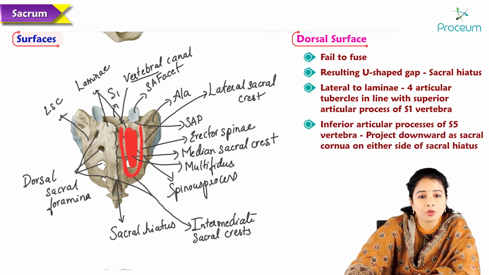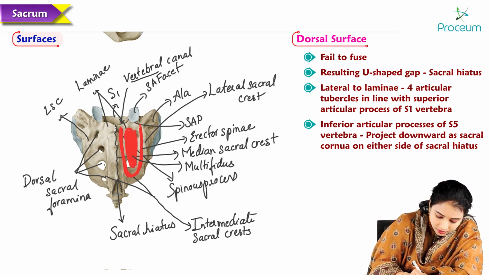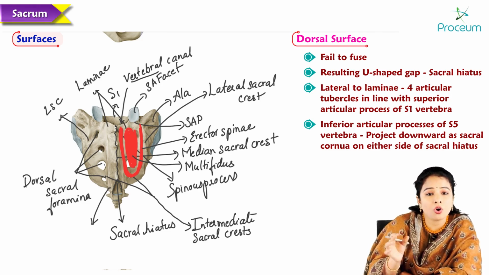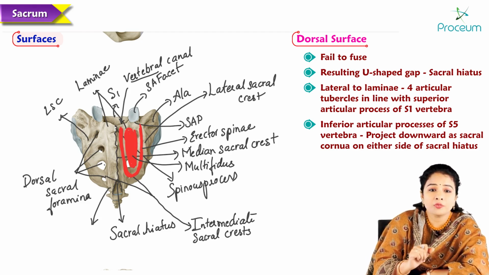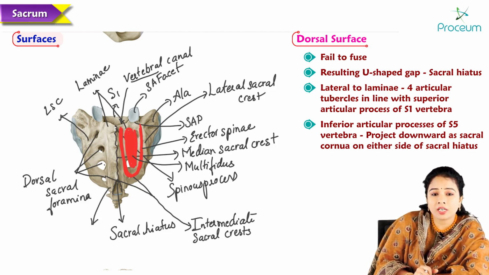The inferior articulating process of the 5th sacral vertebra projects downwards as a sacral cornu on either side of the sacral hiatus. So on either side of the sacral hiatus, the projections are called sacral cornua or horns. These sacral cornua are nothing but the modifications of the inferior articulating process of the fifth sacral vertebra.